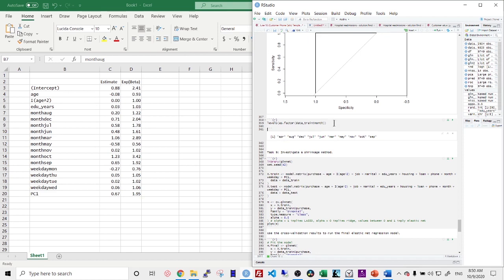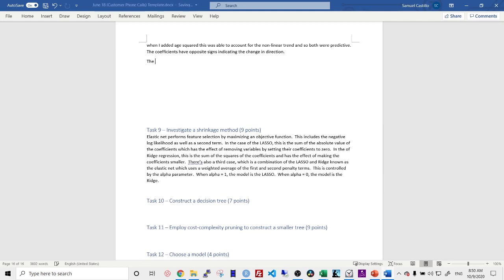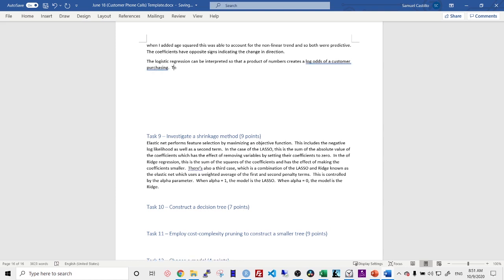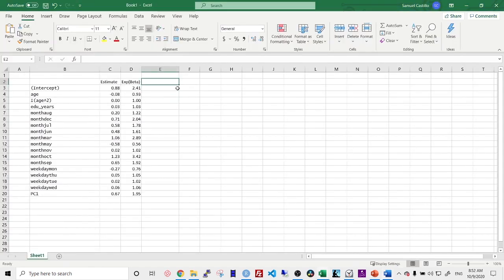You can do the same thing for weekday. See, because all of these coefficients are relative to the intercept term, and the intercept term is taking into account the base level, and this is Friday. So the logistic regression can be interpreted so that a product of numbers creates the odds of a customer purchasing. So to begin, it starts with the reference level. This is the month April, weekday of Friday. Let's see other factor variables. Just month and weekday. And then you can think of the interpretation.